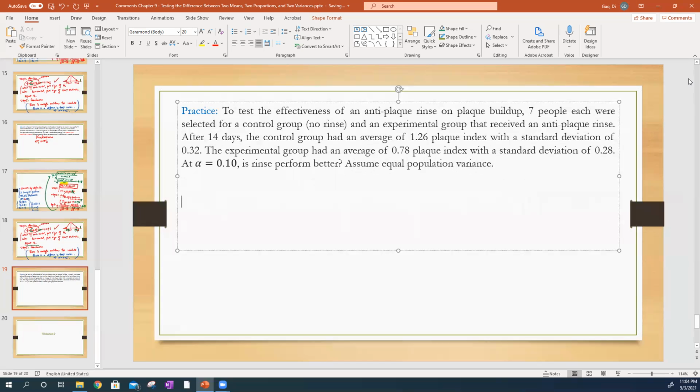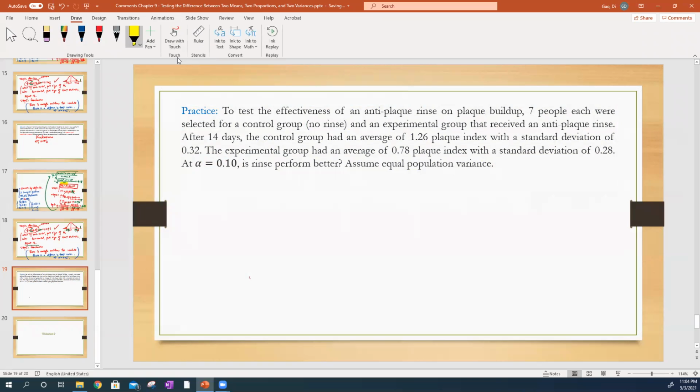So now we can just highlight the important information. So 7 people each were selected. We have a control group and an experimental group. So we have x1 bar, standard deviation, x2 bar, standard deviation, alpha equals 0.1, better, that's the direction for the claim, and then we assume equal population variance. Those are all important information.